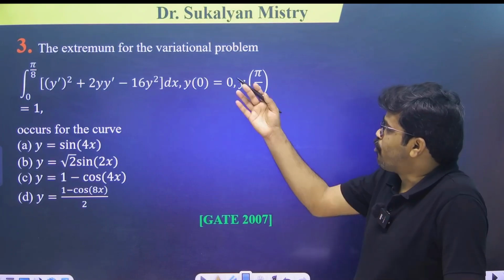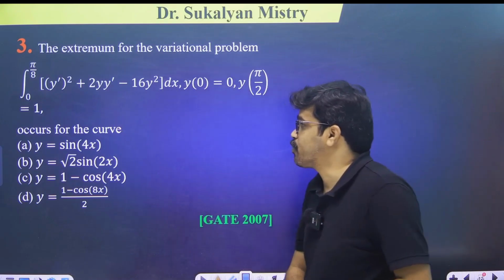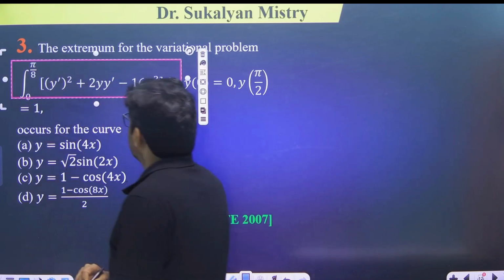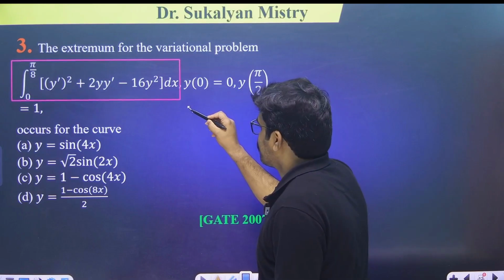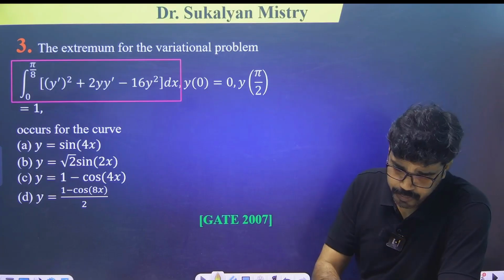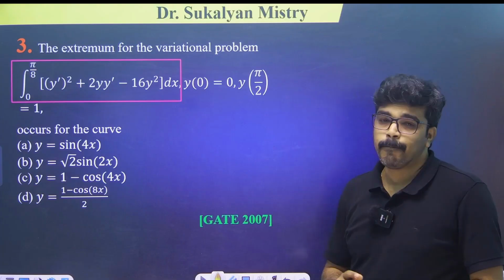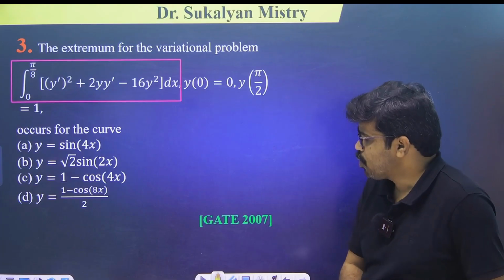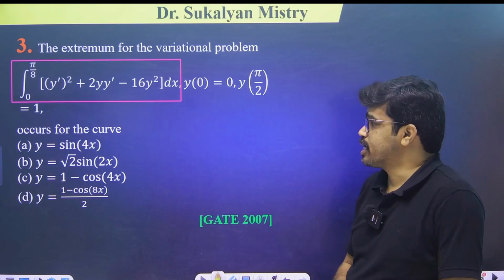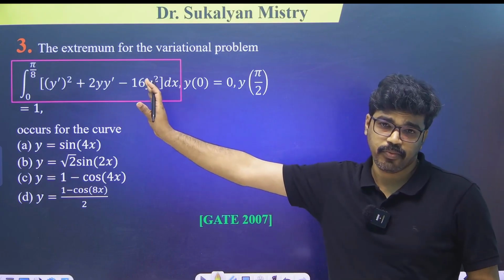The extremum for the variational problem, with the boundary conditions. What are the boundary conditions? The boundary conditions are y(0) is equal to 0, right, and y(pi/2) is equal to 1. So these are the boundary conditions, okay, occurs for the curve. So basically we have to find the solution with the help of Euler's equation for this functional, right?